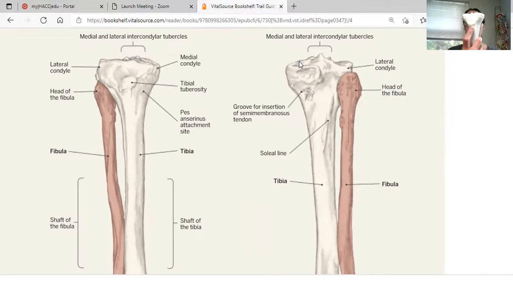Okay, we do have condyles. If we're looking at an anterior view of the tibia, which is this one here, we have the tibial tuberosity right in the front here. We know what that is because that's where the quadriceps tendon attaches. We have the lateral condyle and the medial condyle.